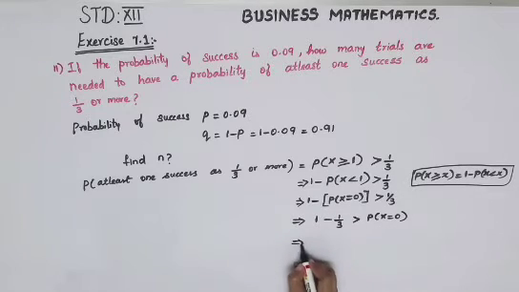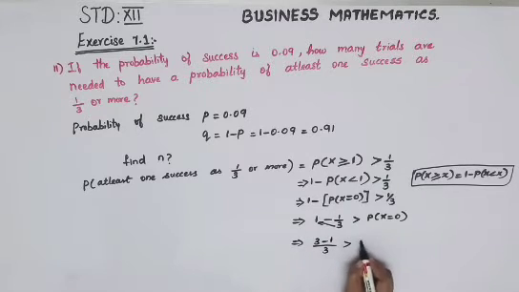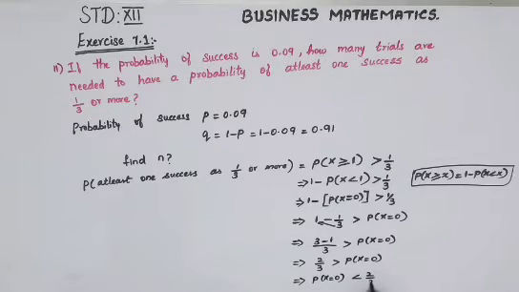Now just take your LCM, otherwise cross multiplication. So 3 minus 1 divided by 3 is greater than P of X is equal to 0, which implies 2 by 3 is greater than P of X is equal to 0. Now if you want, you can change it like this: P of X is equal to 0, which should be less than 2 by 3.